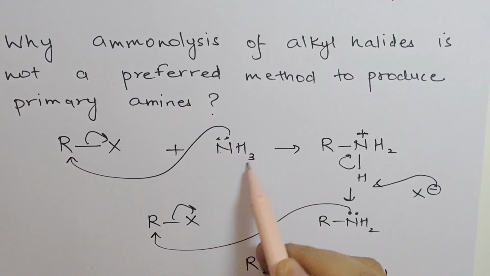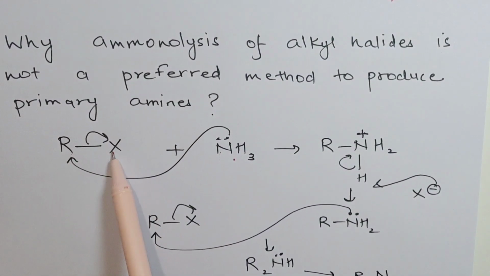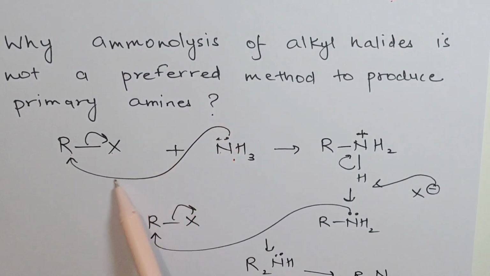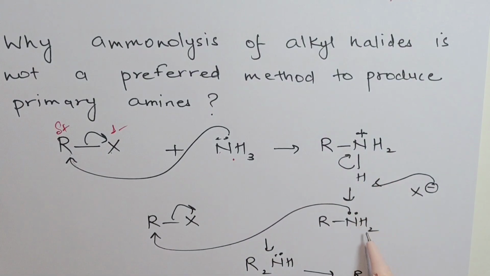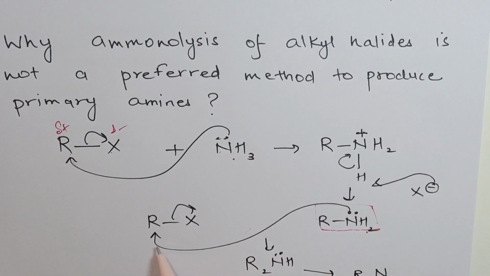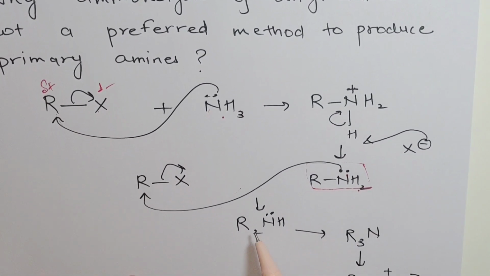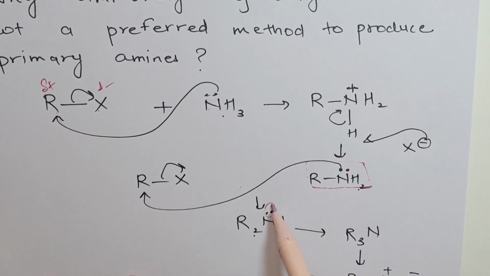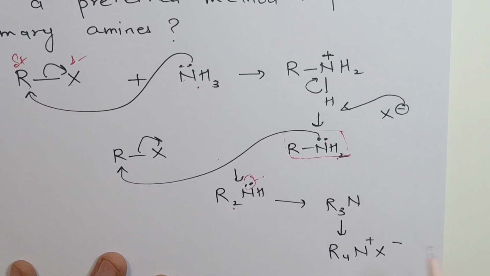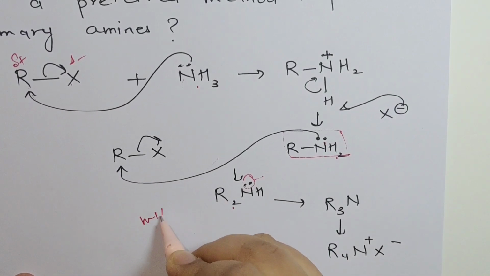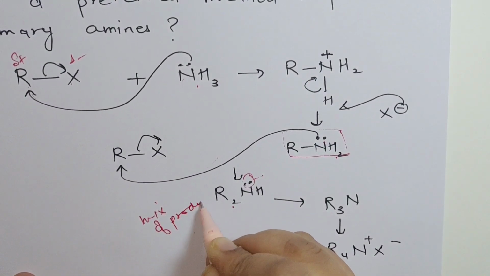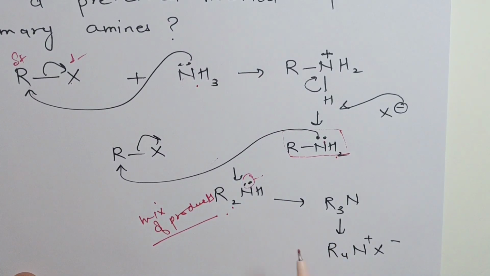So this is ammonia, this is a nucleophile. Alkyl halides undergo nucleophilic substitution. So these electrons would attack the partially positive carbon here and will form primary amine. But the primary amine can also act as a nucleophile and can attack RX again, leading to formation of secondary amine, which would again act as a nucleophile and lead to the formation of tertiary amine and then quaternary amine. Basically, it would yield a mixture of products. Okay, so we will not have pure primary amines.